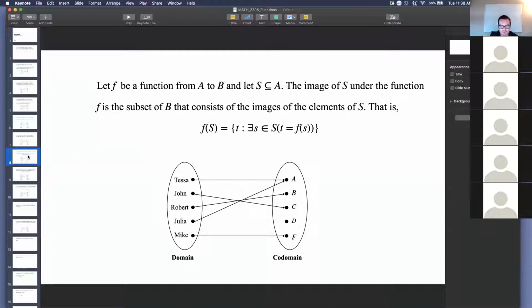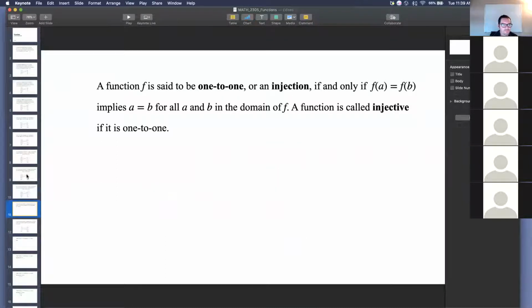So let's just look at a picture of this. If this is our set S consisting of Tessa, John, and Robert, which is a subset of the domain, then we look to their images. A is the image of Tessa, C is the image of John, and B is the image of Robert. So this subset here would be called the image of S under f. Okay, so that's just some notation and definitions.